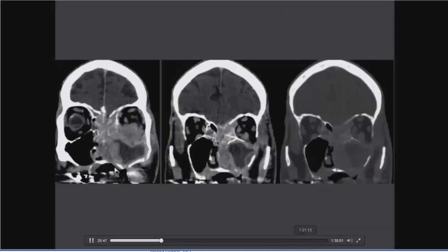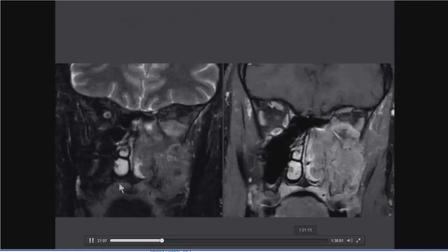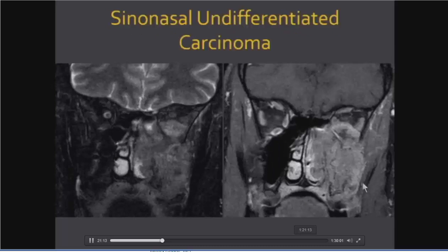Let's look at another patient where we see a lesion which has destroyed a lot of the normal anatomical structures. It's invaded into the orbit, and this turns out to be squamous cell carcinoma. This could have been an esthesioneuroblastoma. The point I'm trying to make is it's very difficult to make a final path diagnosis just based on the enhancement pattern and the extent of the lesion. This is another patient showing a very aggressive appearing process, dark on T2, with some degree of contrast enhancement, and this turns out to be sinonasal undifferentiated carcinoma.